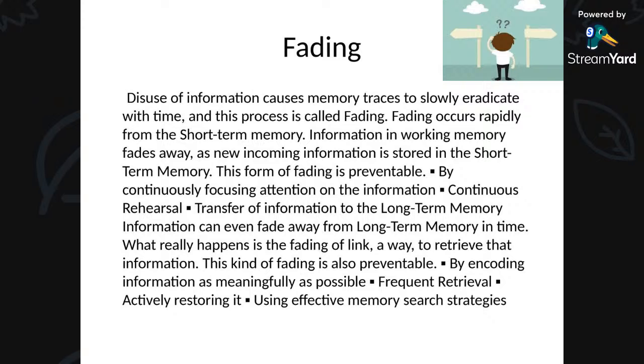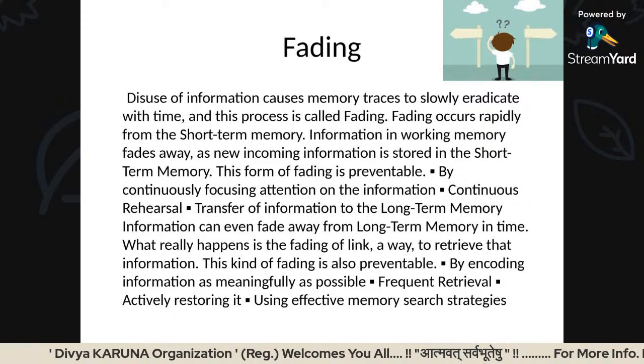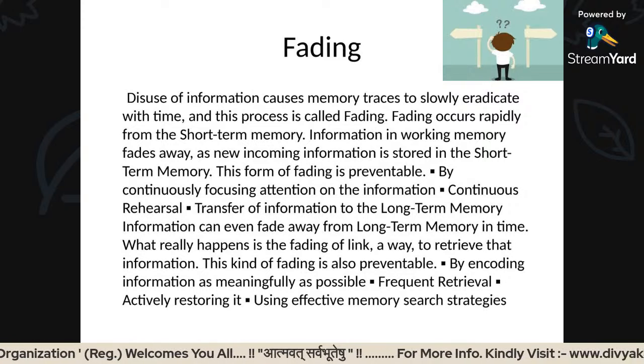Information in working memory fades away as new incoming information is stored in the short-term memory. This form of fading is preventable by continuously focusing attention on the information and then continuous rehearsal, transfer of information to the long-term memory.